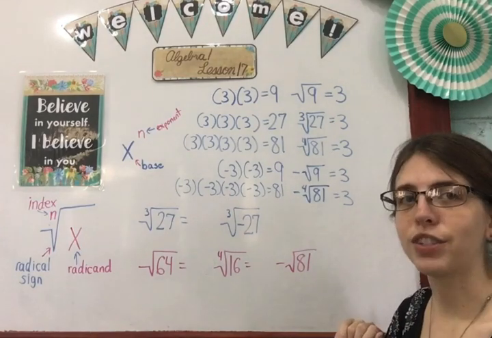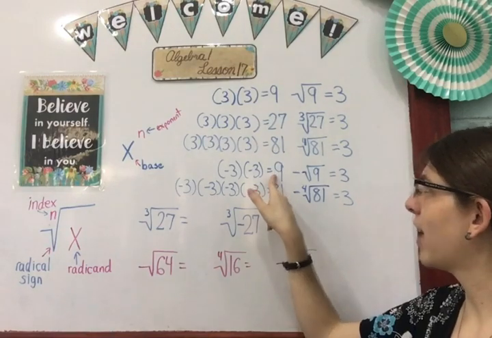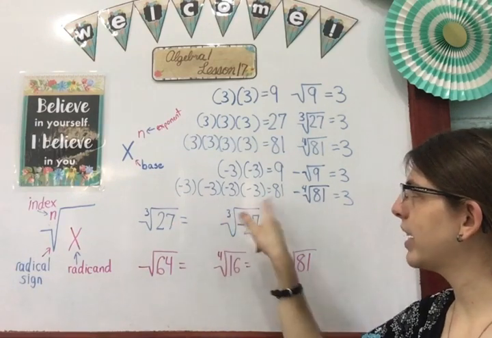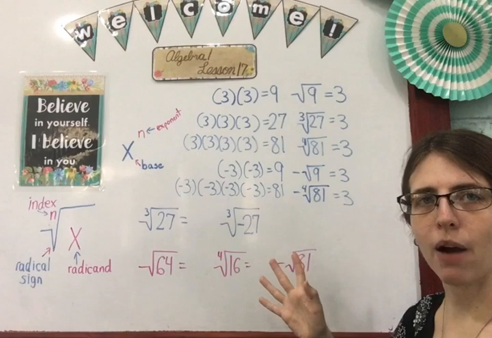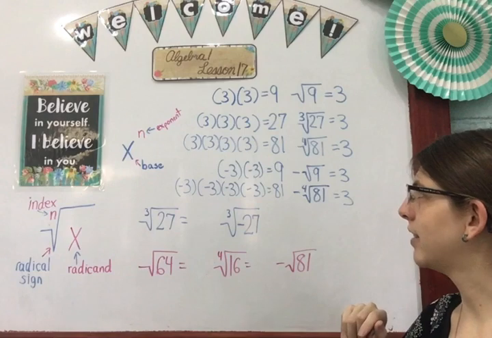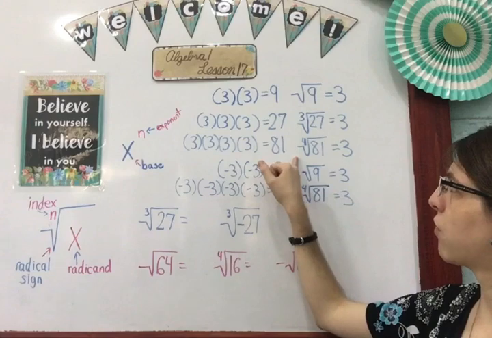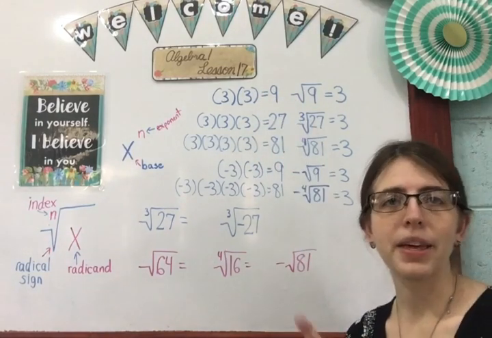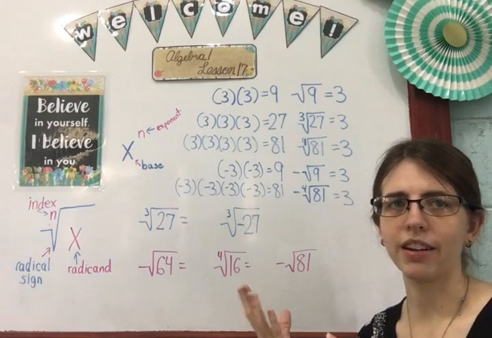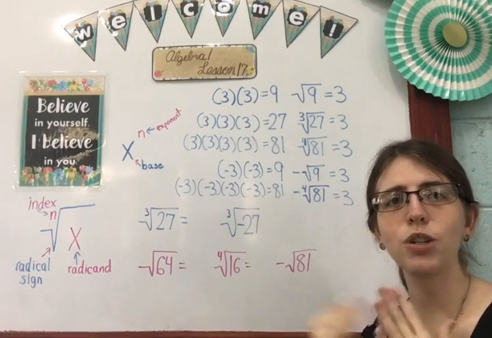Now let's look at something interesting with our negative signs. We know that 3 squared, 3 times 3, equals positive 9, just like negative 3 does. And negative 3 to the fourth power equals positive 81, just like positive 3 does. So how do I know what I'm asking for when I have the fourth root or the square root? Because both 3 times 3 equals 9 and negative 3 times negative 3 equals 9. 3 to the fourth power equals 81 and negative 3 to the fourth power equals 81. So which one do I want?